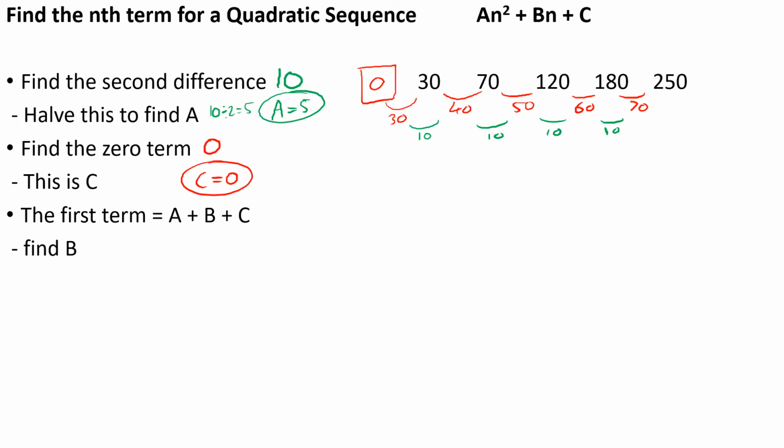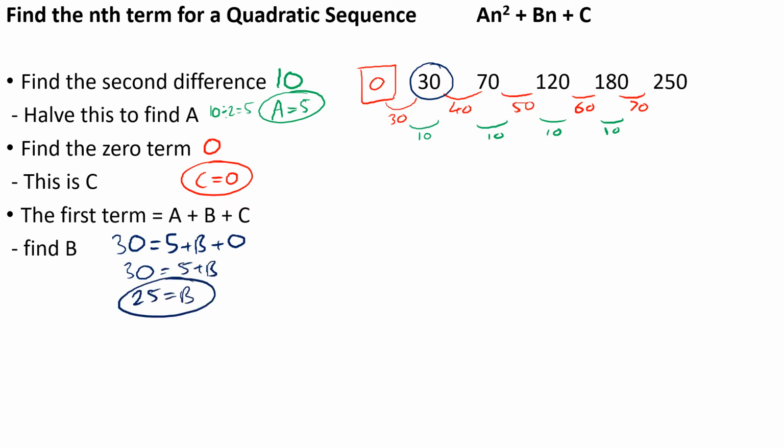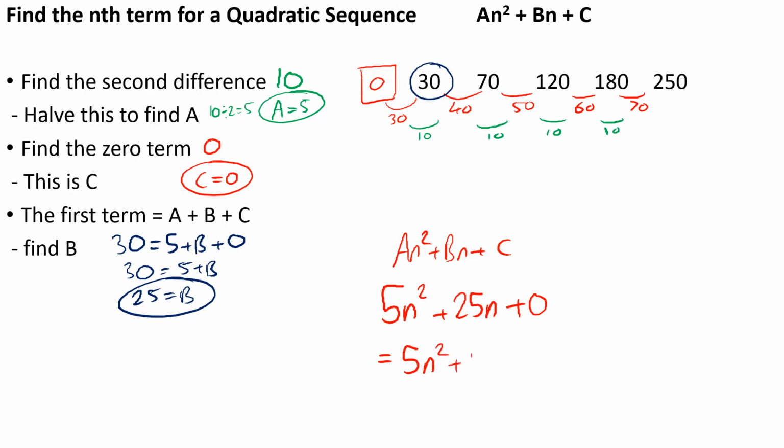Lastly, the first term is a plus b plus c. So remember, our first term is 30. So I'm going to say 30 equals 5 plus b plus 0. So 30 equals 5 plus b. So b is 25. And then we just need to put all of those in the right place in the formula. So it's an squared plus bn plus c. So it becomes 5n squared plus 25n plus 0. And we've maybe tidied that up to just 5n squared plus 25n.